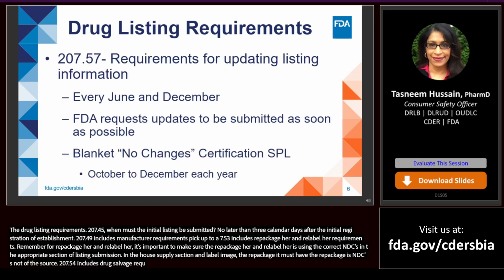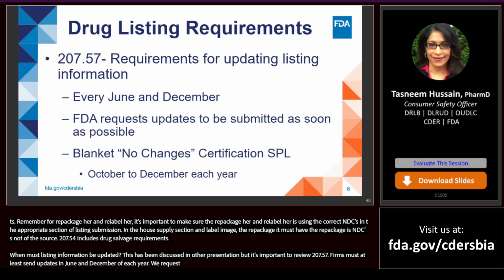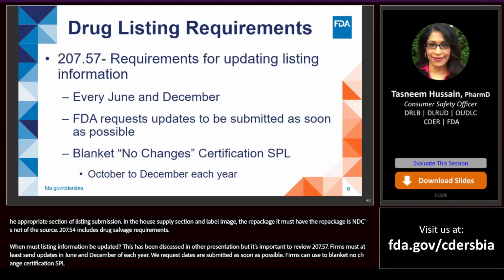So when must listing information be updated? This has been discussed in other presentations, but it's important, so please review 207.57. Firms must at least send in updates in June and December each year. We request that updates are submitted as soon as possible, however. Firms can use the blanket no change certification SPL, which is available October to December each year, to certify a whole bunch or all of their listings in one form if no changes have occurred to the listing data.